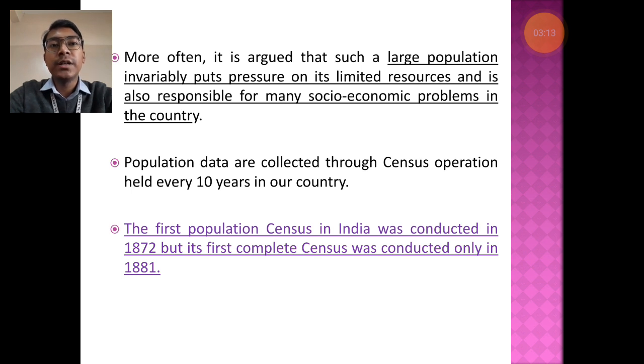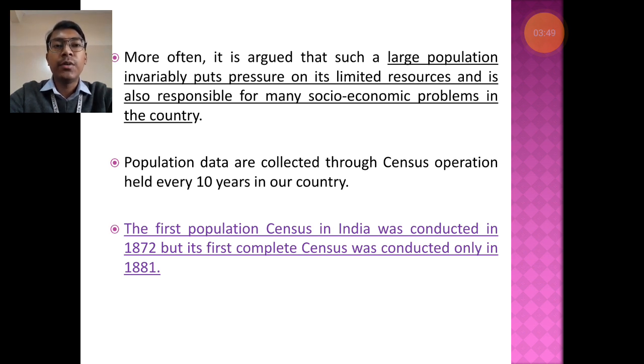Okay, how do we come to know about this population? Basically, we get to know about this population data from the census operation. So after every 10 years in our country, the census is being conducted, and this census provides us with the information about the population. So in our country, the first census was conducted in the year 1872. Okay, this one is to be noted.